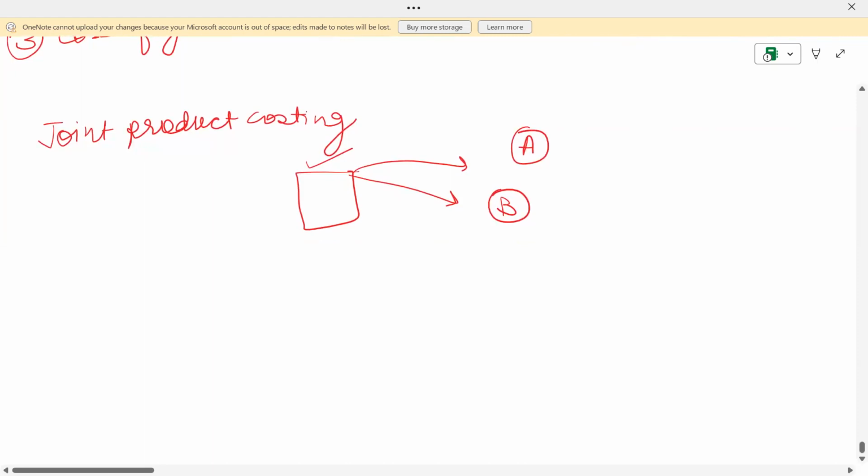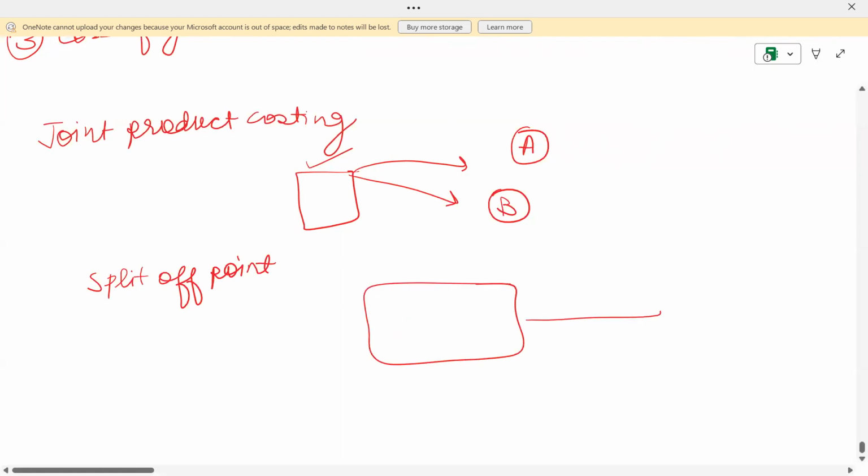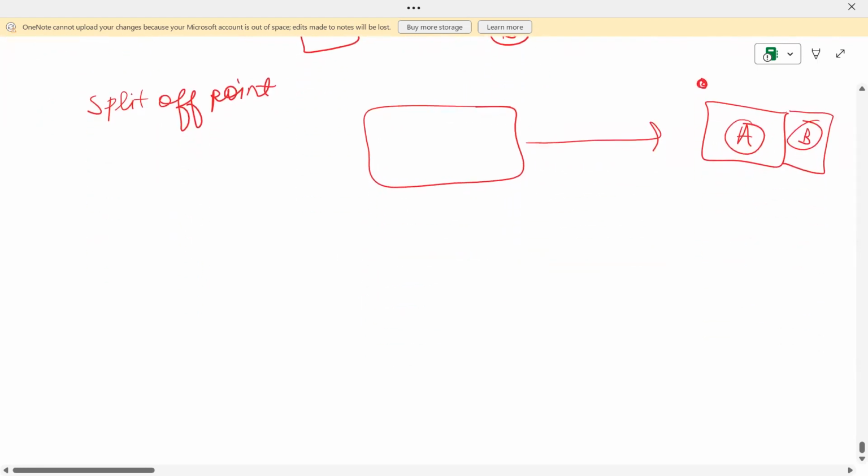Another thing you need to know about the terminology is the split-off point. Basically, this is my entire output, and after another process over here, we are able to identify that this is product A and this is product B. This point where we are able to identify the products is called the split-off point. The costs incurred before the split-off are called joint costs, because you do not know exactly which product is causing which cost.